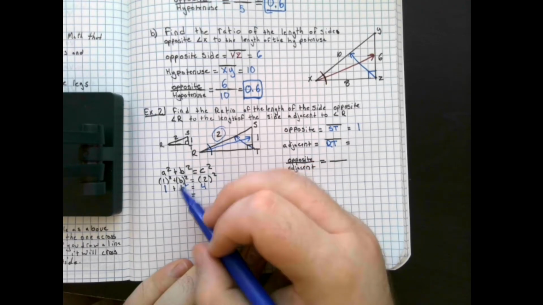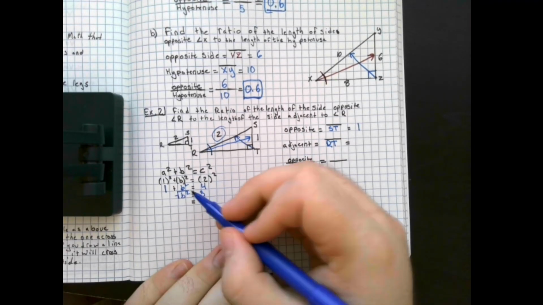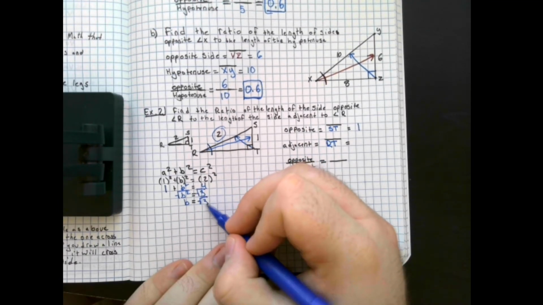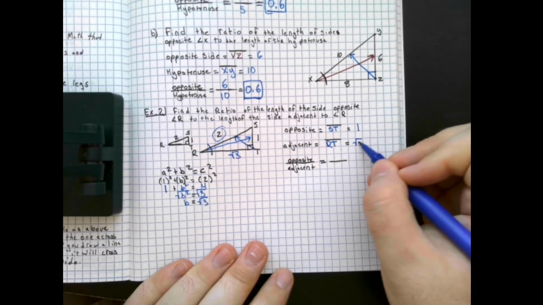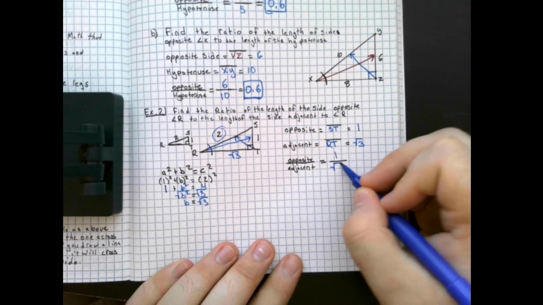If I subtract 1 from both sides, I'll get b squared equals 3. And then I can take the square root of both sides to get b equals the square root of 3. Which means this value is root 3. Now, if I put the opposite over adjacent, I'll have 1 over the square root of 3.